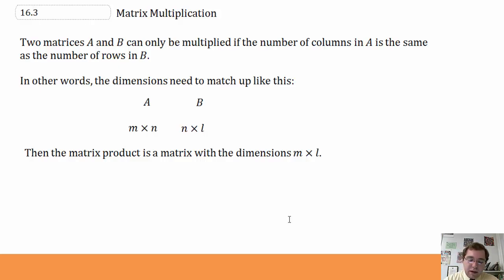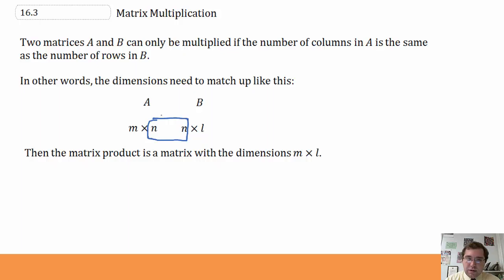Two matrices A and B can only be multiplied if the number of columns in A is the same as the number of rows in B. In other words, when we write out the dimensions of the matrices, A is a matrix of dimensions m by n, and B is a matrix of dimensions n by L. The number of columns in A, which is the second number for A, must equal the number of rows in B, which is the first number for B. Those two middle numbers must be the same.